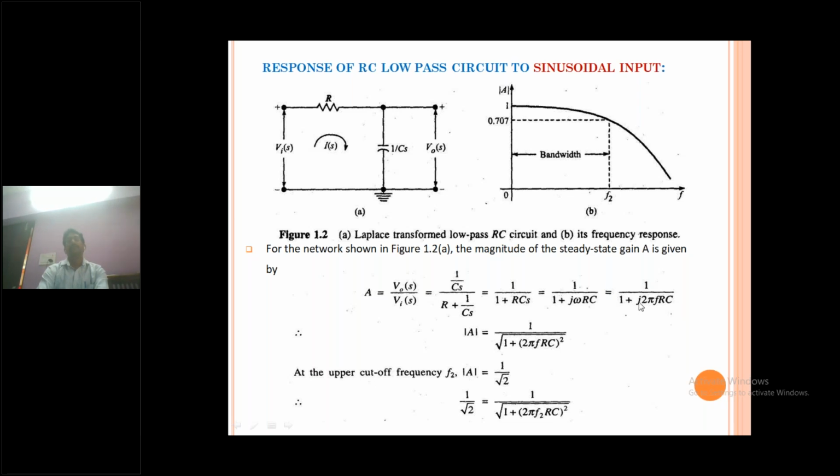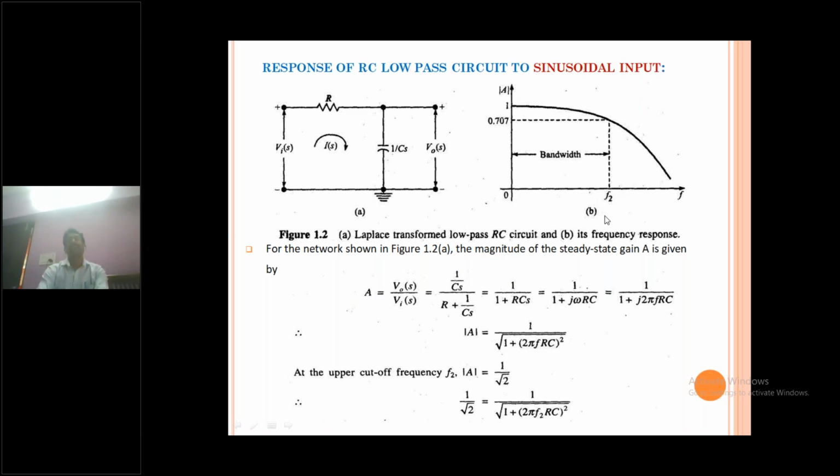Now this is a complex number. You want to find the magnitude of the gain, modulus of A. Suppose any complex number x plus iy, then the magnitude is equal to the square root of x square plus y square. Similarly here, modulus of A equals 1 by square root of the real part square, 1 square, plus 2 pi f RC whole square, the imaginary part square. This is the magnitude.